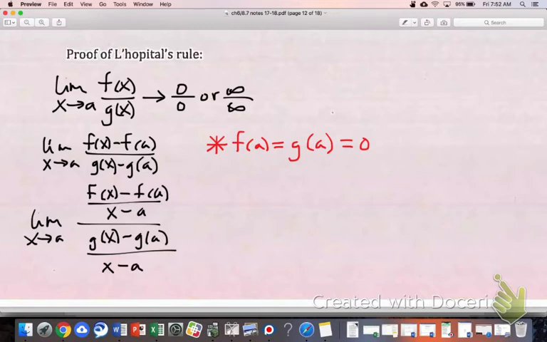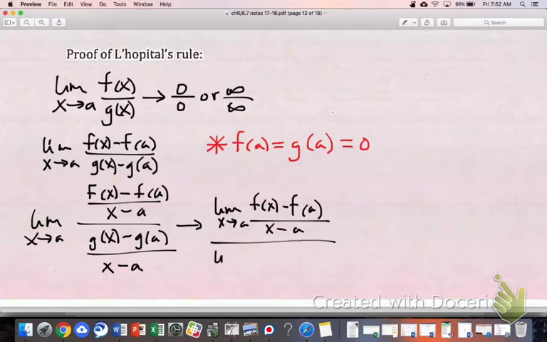So the next step is to recognize that if you're doing the limit of a quotient, you can do the quotient of two limits. In other words, that limit would apply to the numerator and the limit would apply to the denominator. So it could maybe look something like this. Limit as x goes to a of the numerator over the limit as x goes to a of the denominator.